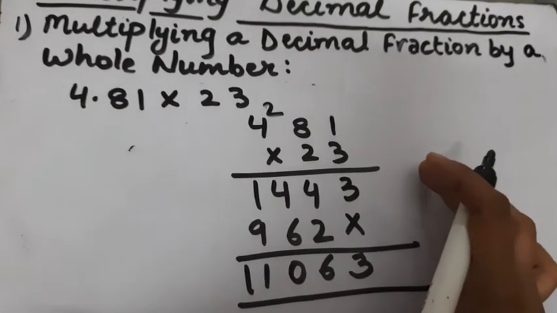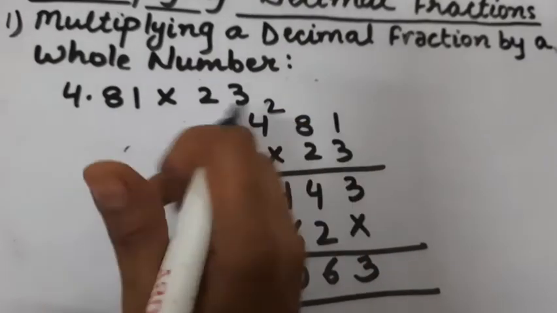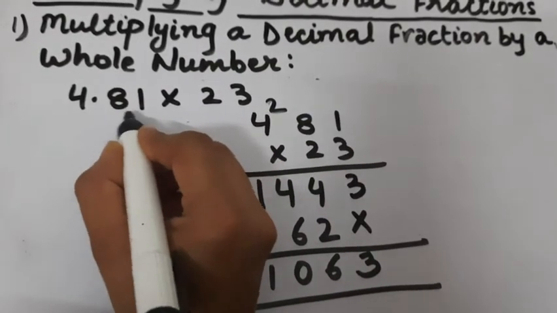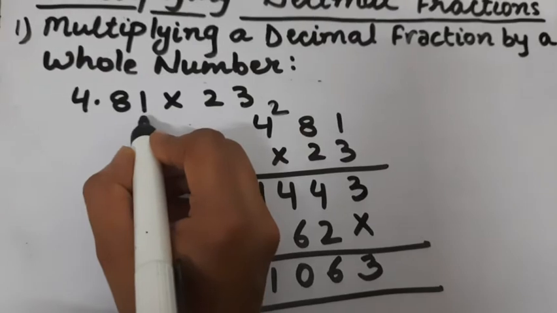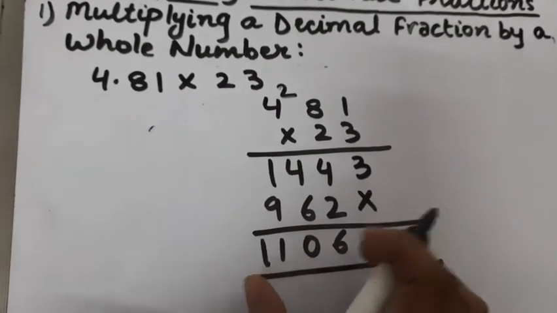Now what we have to do, we have to note the number of decimal places in the number being multiplied. Here see how many decimal places are there. 2 decimal places are there. So what we do, we leave 2 digits from the right and place the decimal.